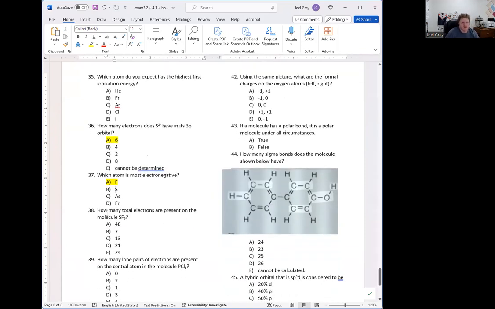How many total electrons are present on the molecule SF6? If we're drawing this, we're going to come up with a grand total of 48, because we've got a total of 6 fluorines. Each fluorine brings 7 valence electrons, so 6 times 7 is 42. Sulfur is bringing in 6 of its own, so that's a total of 48. A is the correct answer for number 38.